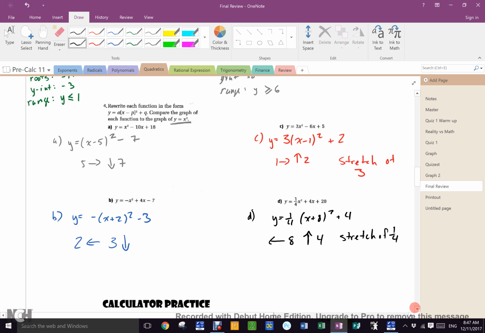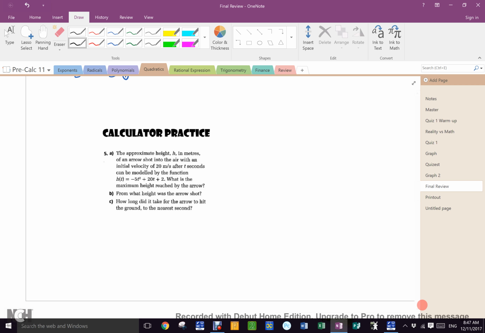Nice. Some calculator practice, A, B, and C. What is the maximum height reached by the arrow? And B was the time. Oh, from what height was the arrow shot? And C was the time. Who has one of those answers for me? And a better question is who needs to see again how to do that on a calculator?